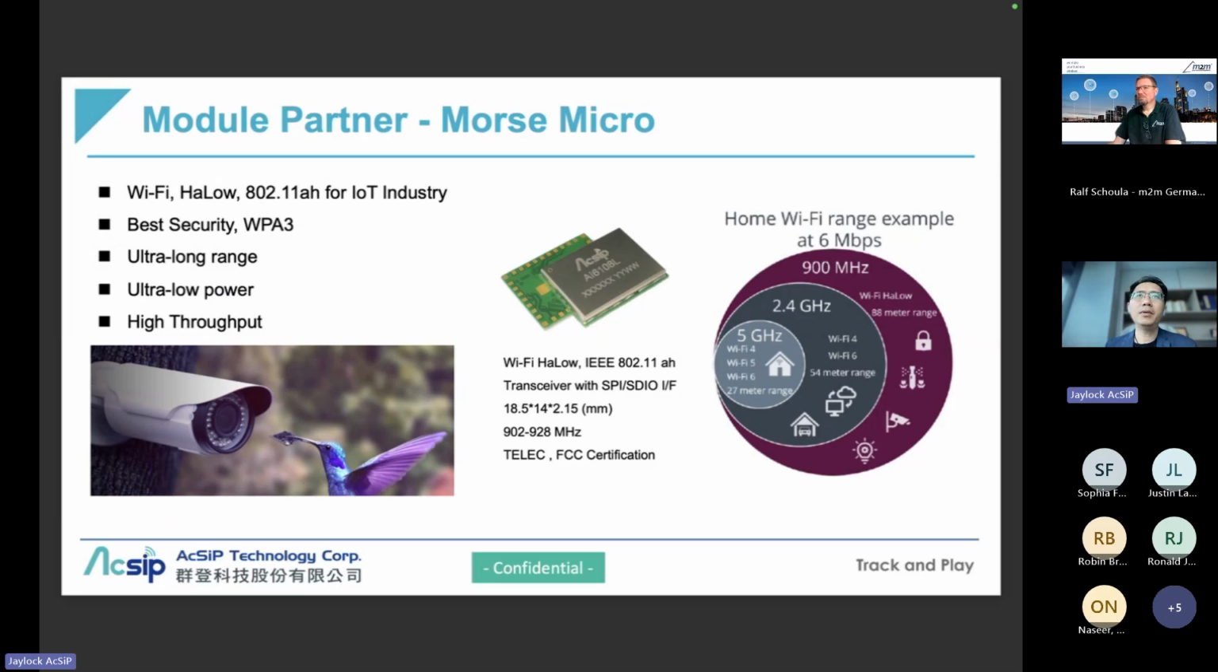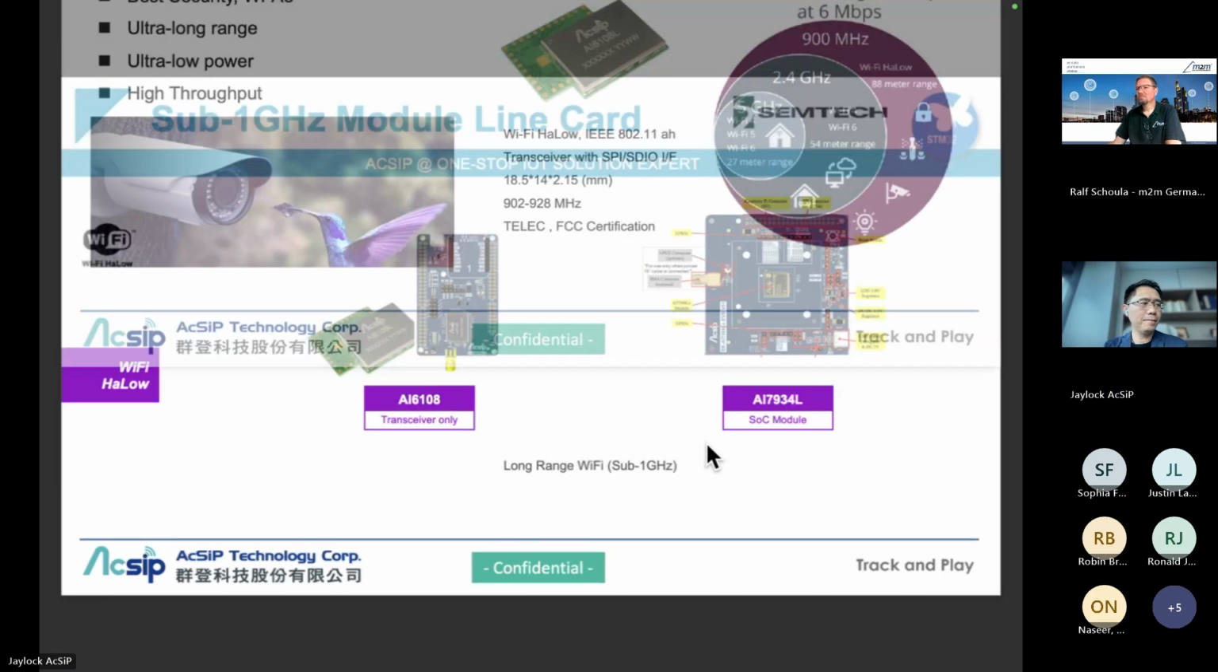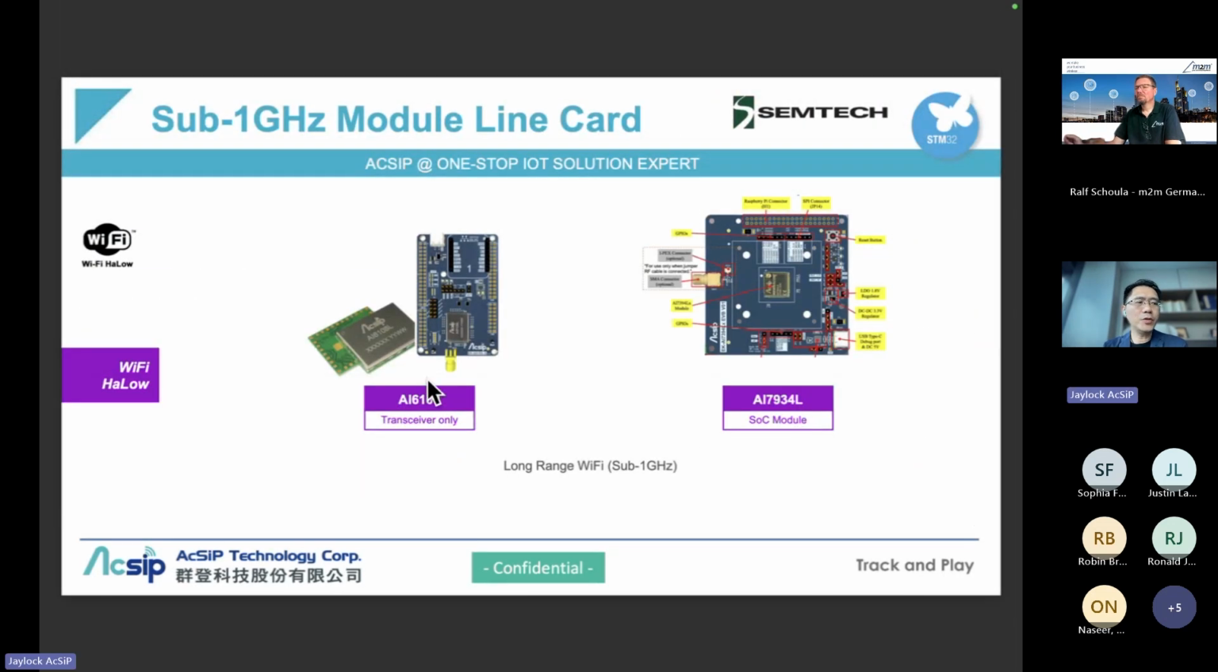In Europe, there is some duty cycle concern, so some customers may not use Halow for high-speed transmission. But since it's compatible with Wi-Fi, it is tremendously easy for the integrator to use the Wi-Fi stack. So the Halow market is starting there. These are the two solutions that we have for Halow.